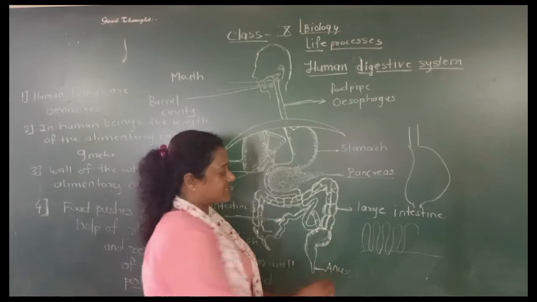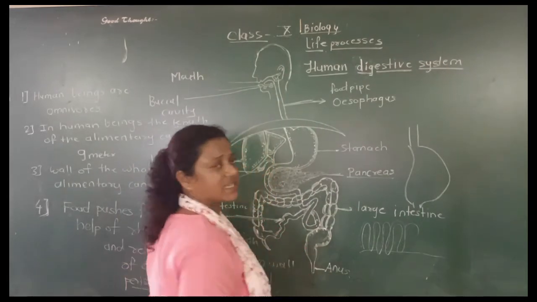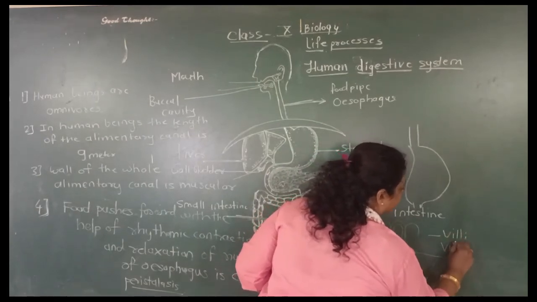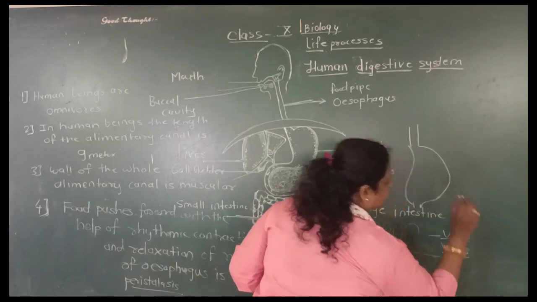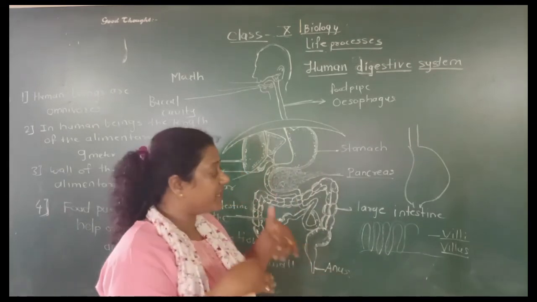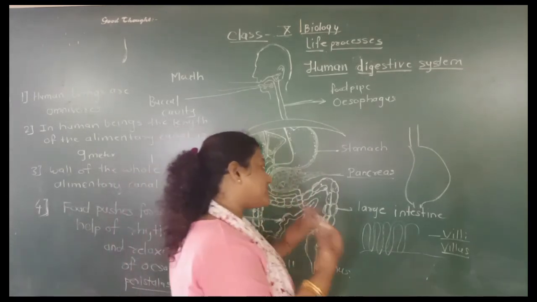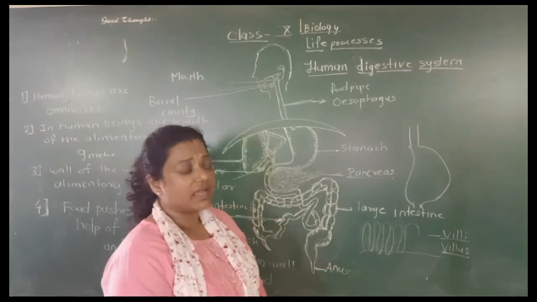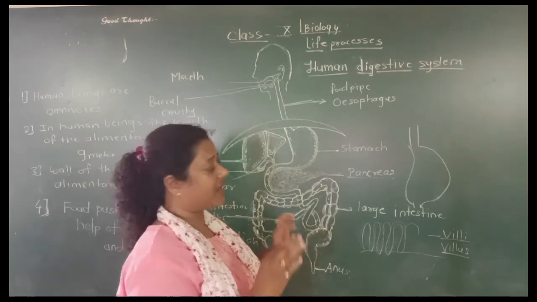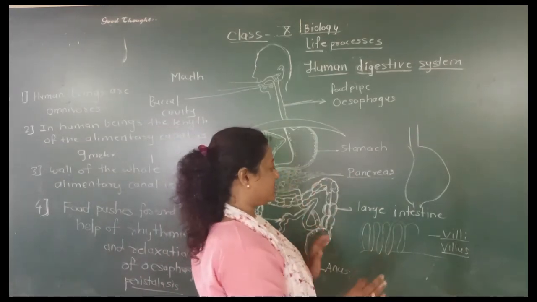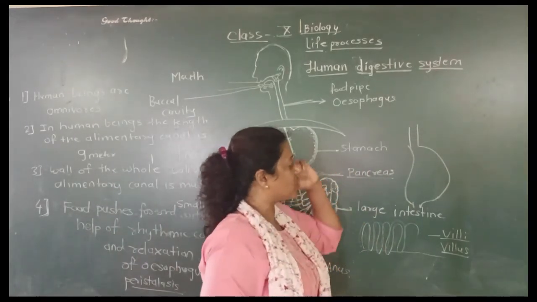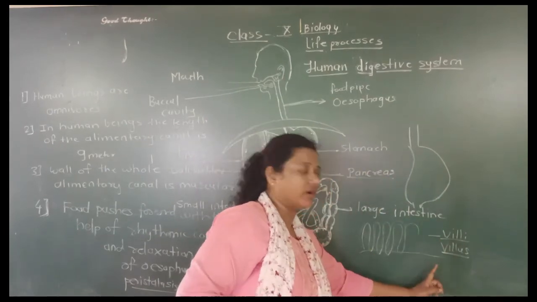That small intestine has finger-like projections called villi. Plural is villi, and singular is villus. This structure is present to increase the surface area. Why increase the surface area? Because nutrients would be more, and those nutrients have to get absorbed by a capillary-like structure in the form of finger-like projections. And that finger-like projection is called what? Villi, or singular, villus.